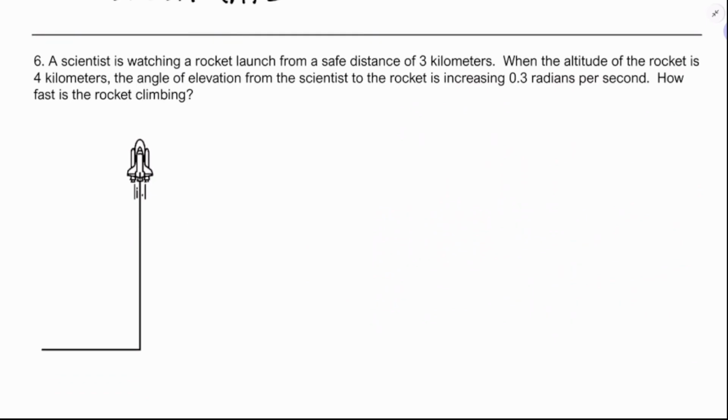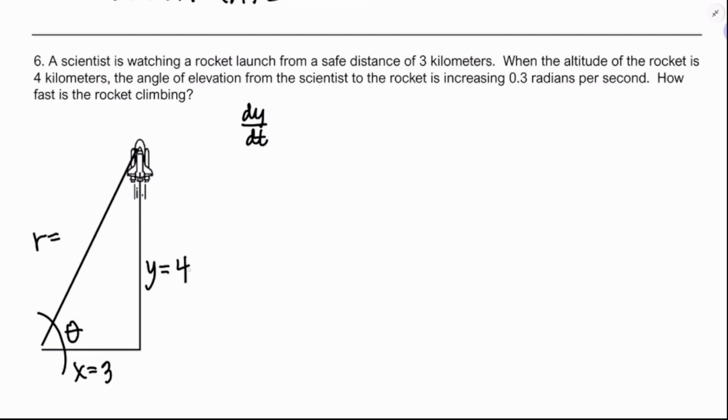All right, and now the last one is going to be the scientist watching the rocket launch, and we're going to say, all right, we're interested in, okay, they gave us theta. How fast is the rocket climbing? What's dy dt? Okay, so y is going to equal something, x is going to equal something, and r is going to equal something. We're interested in what's fixed, and I think what's fixed here is the distance from the scientist to the rocket, the 3 kilometers. Altitude is 4. Angle of... okay, that means r is equal to 5. Okay, but r is going to be subject to change as well. So I don't think it really much matters.